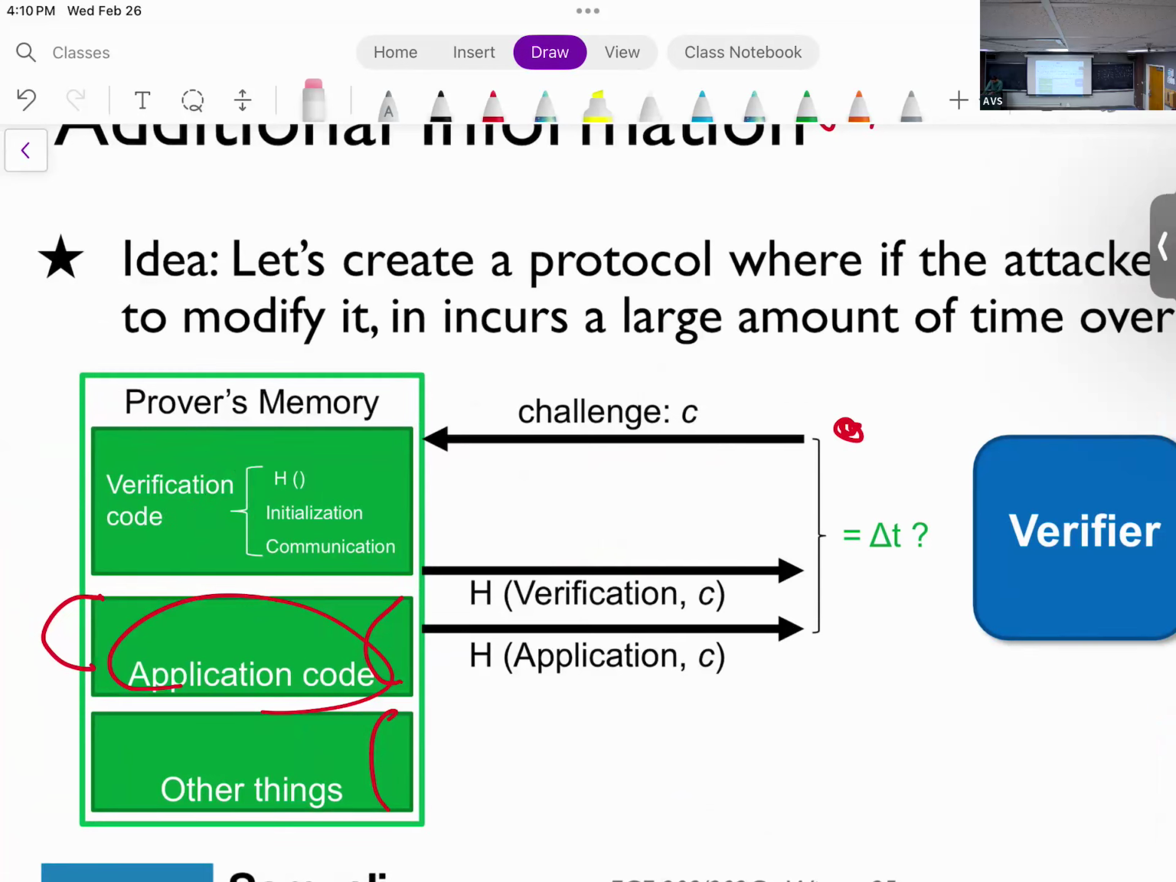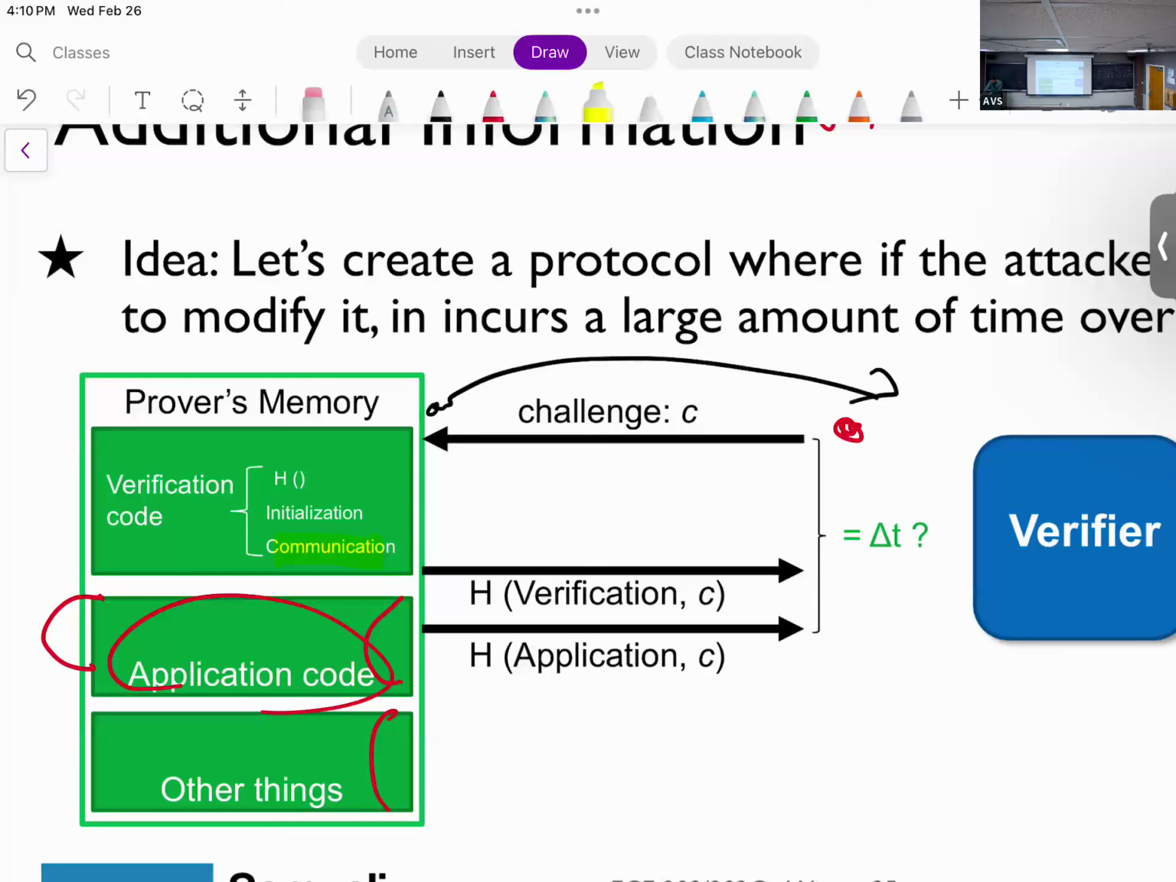There is a hash function. There is the initialization function, which essentially you can think about like getting the values of the nonce and all. And there is a communication function, which is basically the functionality to talk to the verifier, sending and receiving the results. So the verification function does the hashing, initialization and communication.